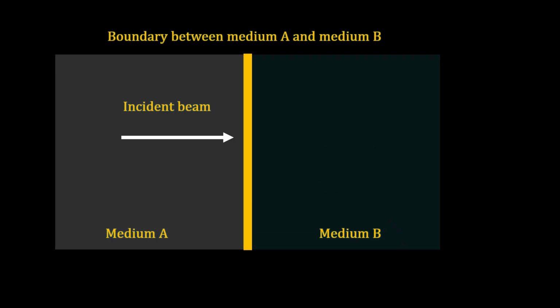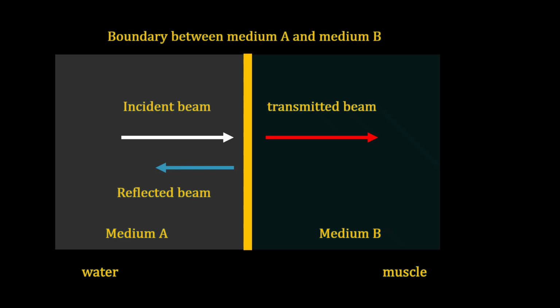When a beam of ultrasound is sent perpendicularly onto the boundary between two media, A and B, where in our case here the incident beam is in medium A, part of the intensity will be transmitted into medium B, and the rest will be reflected back into medium A. For example, if we have water and muscle as our media, then 99.9% of the incident intensity will be transmitted into the muscle, while only 0.1% will be reflected off the water-muscle boundary.